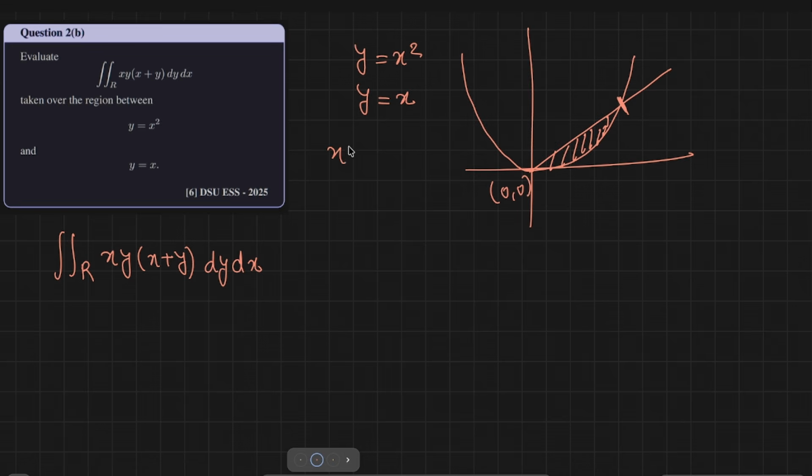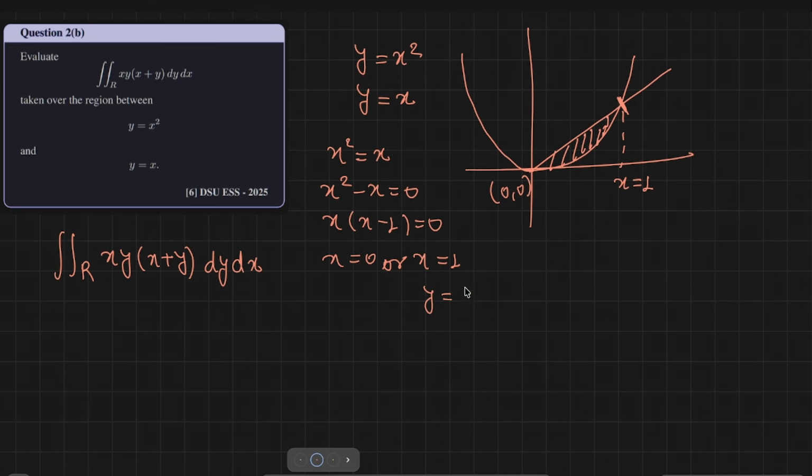I will simply equate them: x square is equal to x. It means x square minus x is equal to 0. So basically x times x minus 1 is equal to 0. So x is equal to 0 means this, and x is equal to 1. So this is basically x is equal to 1. If x is equal to 1, then y is also 1. Okay, now my target is to take the strip. So which one is the strip?